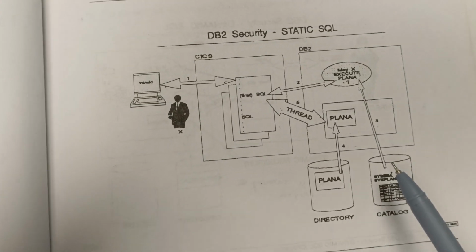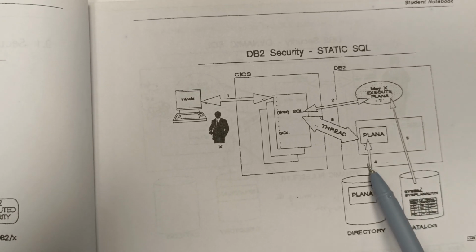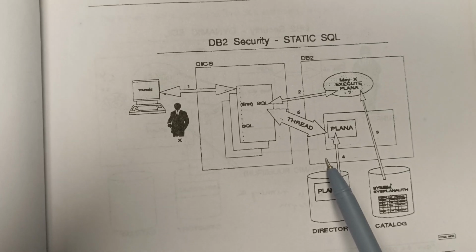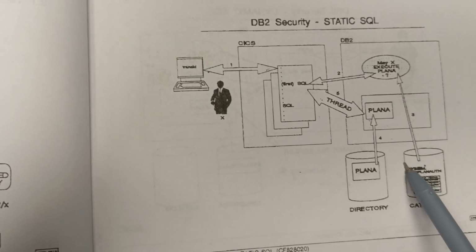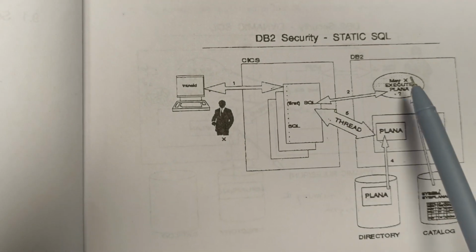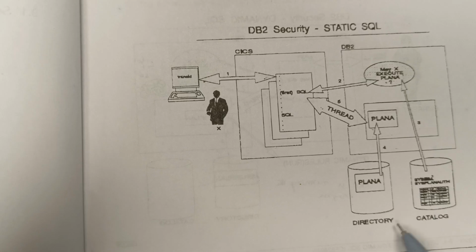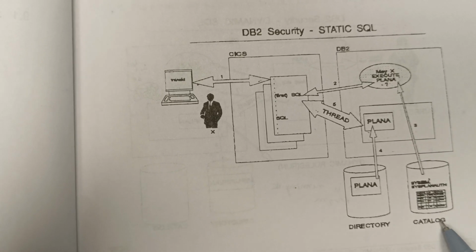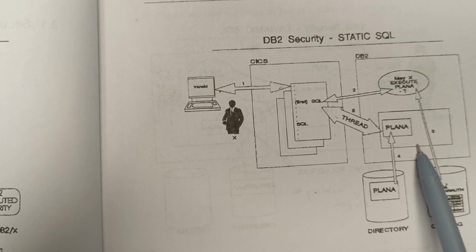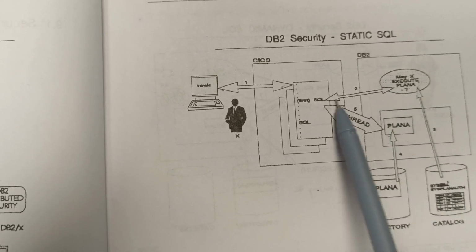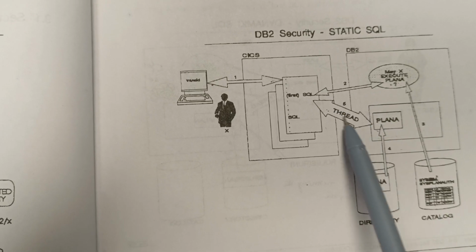And how does DB2 security work for static SQL statements? We have seen that static SQL is whatever commands we run through a program. Here is the CSS and DB2, and how the thread mechanism works, with the plan and directory and the catalog. The directory has the plan name, and you can see that DB2 alone can access the plan name. Once the security manager has granted the privilege, only then will the thread connection happen.